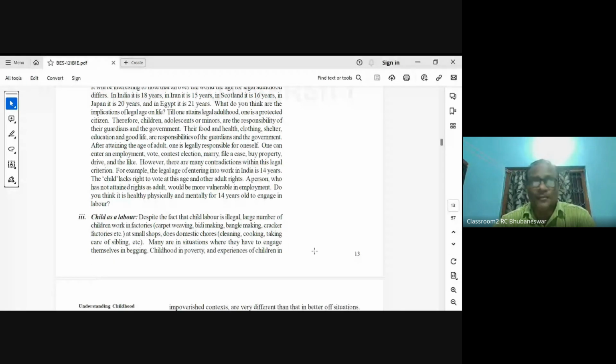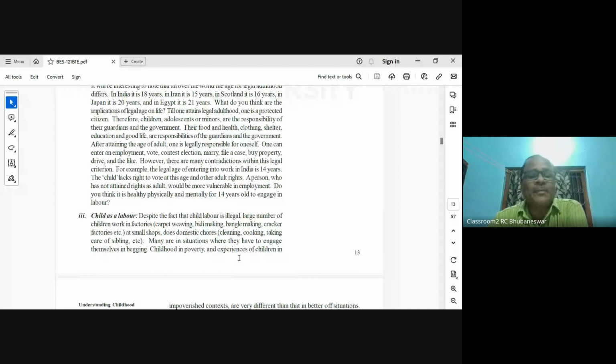To check child labor, a law is there. As per law, no child can be employed in any home, shops, business centers or factory during their schooling age. They should continue their education in school.